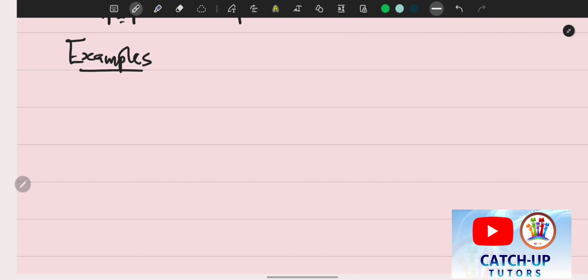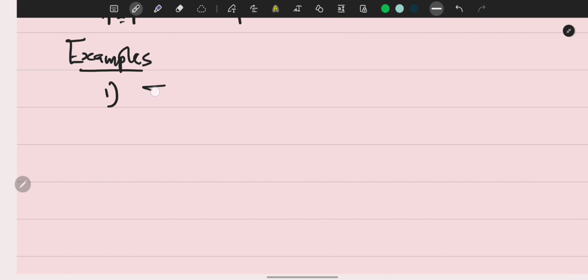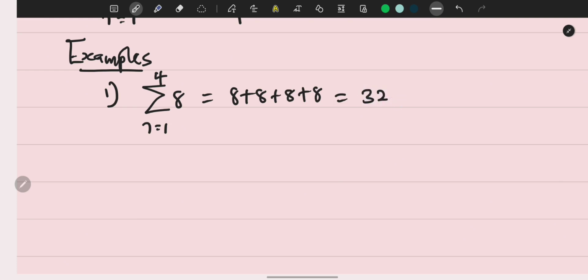Okay, so the first one, let's consider summation i from 1 to 4 of 8. Normally, if you want to find the value of this, it implies that you need to take the sum of 8 in 4 places, which is 8 plus 8 plus 8 plus 8. By the time you add this together, this will give you 32.